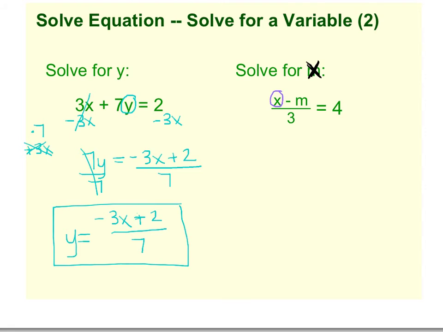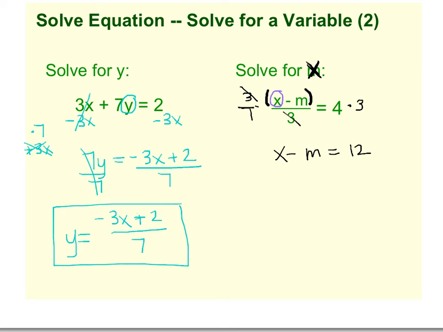So what we want to do is let's go ahead and throw parentheses around this x minus m because we want to think of that together. The whole thing is divided by 3. Which means we have to undo that divided by 3 before we deal with anything in the numerator. So opposite of dividing by 3 is multiply by 3. That's a 3 over 1. Your 3's cancel. Don't forget to multiply this side by 3. And you have x minus m equals 12.